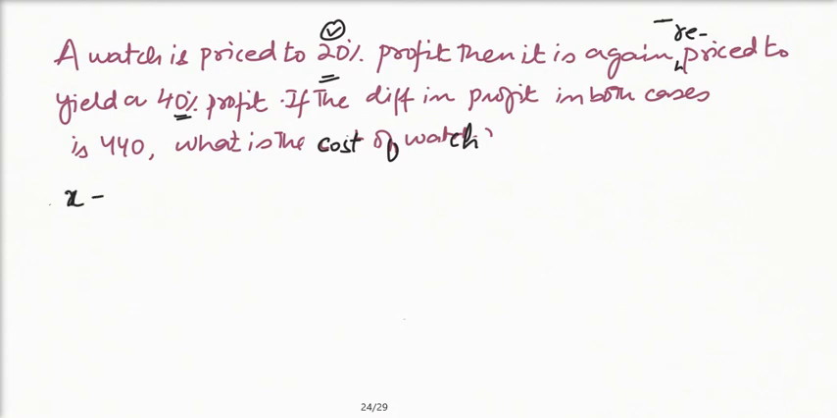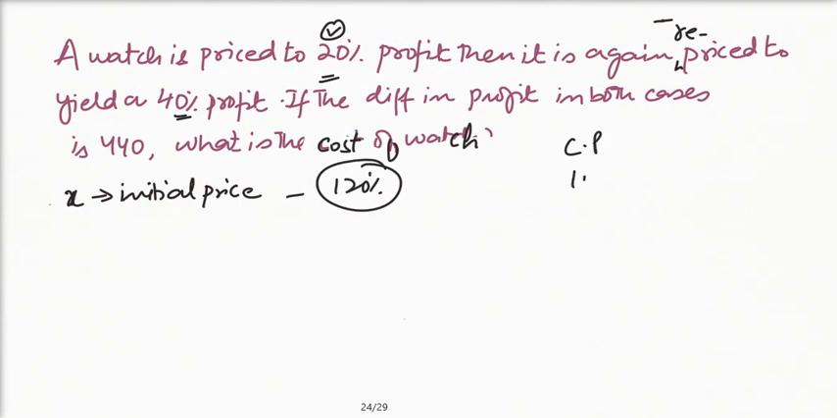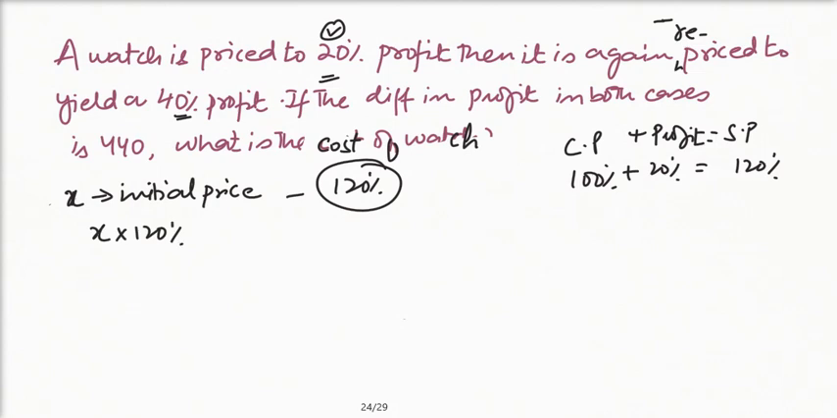for example, if the initial price is X, since we are not aware of it, that's why I am taking it as X. And then it is priced to 20% profit. So I will be multiplying it by 120%. Why is that? Because I will be saying cost price, I am not aware of it, but it is 100% plus profit, and it is equal to selling price. So selling price becomes 120% if the profit is 20%. So X multiplied by 120%, so it becomes 120% of X.